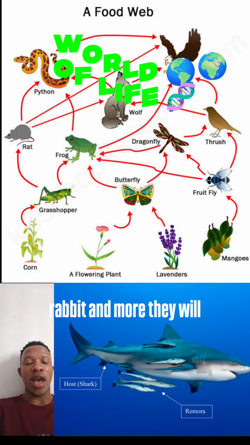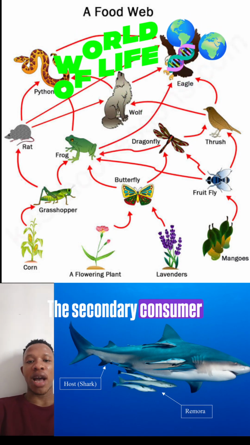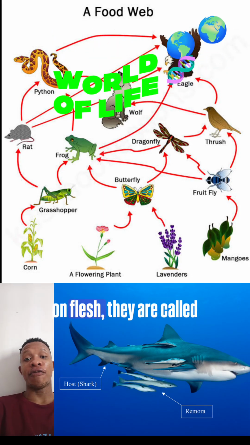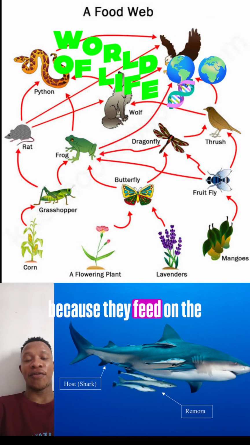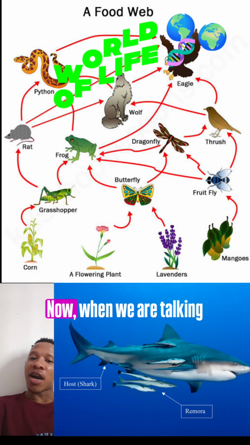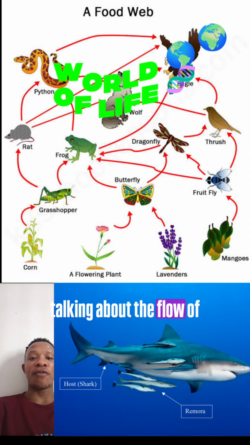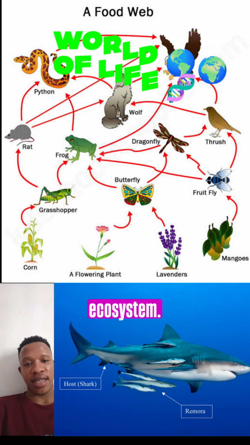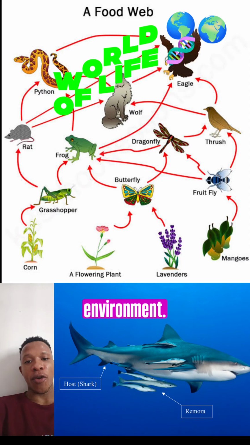Then we have the secondary consumer. The secondary consumers are the carnivorous animals, those animals that feed on flesh. They are called the secondary consumer because they feed on the primary consumers, which are the herbivores. Now, when we are talking about food web, we are talking about the flow of energy around the ecosystem, or the flow of energy around the biotic environment.